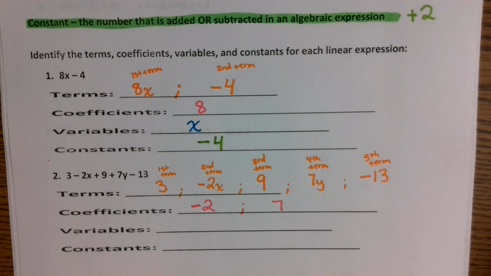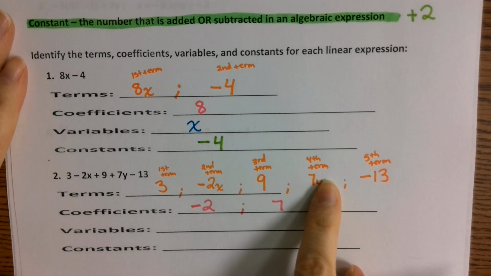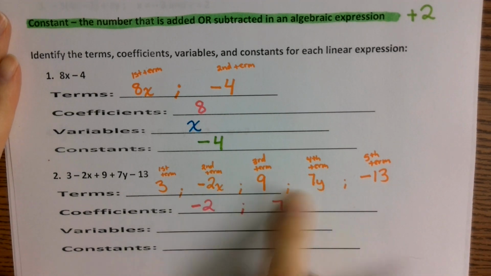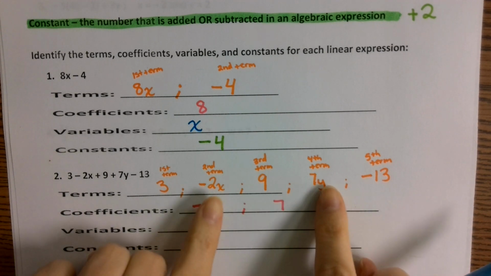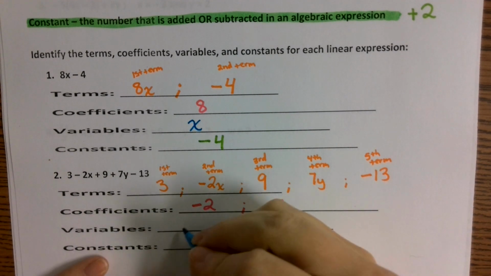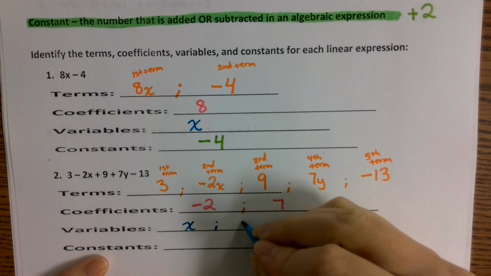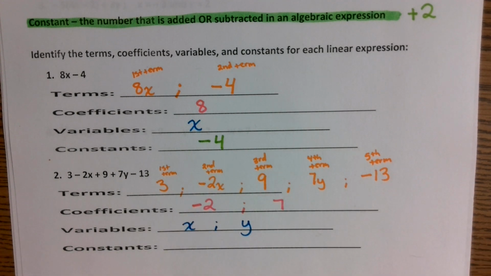All right, our variables. What are our variables, Guadalupe? X and Y, right? Both our second and fourth term have variables because they had coefficients. If they have a coefficient, they also have a variable. So they had different variables. We have X and we have a Y. All right, now the constants. The constants are just the numbers.